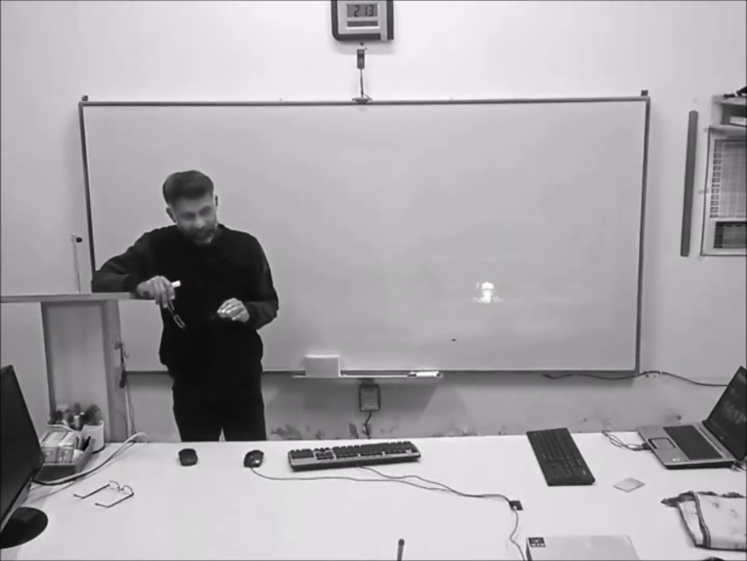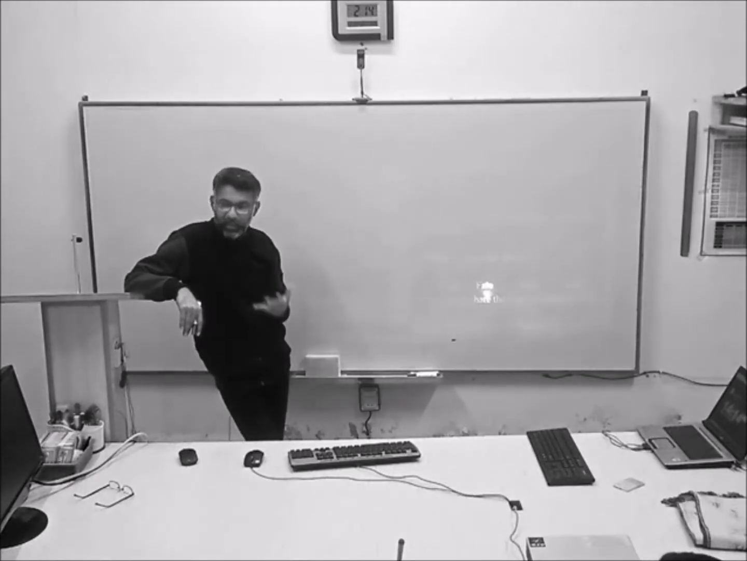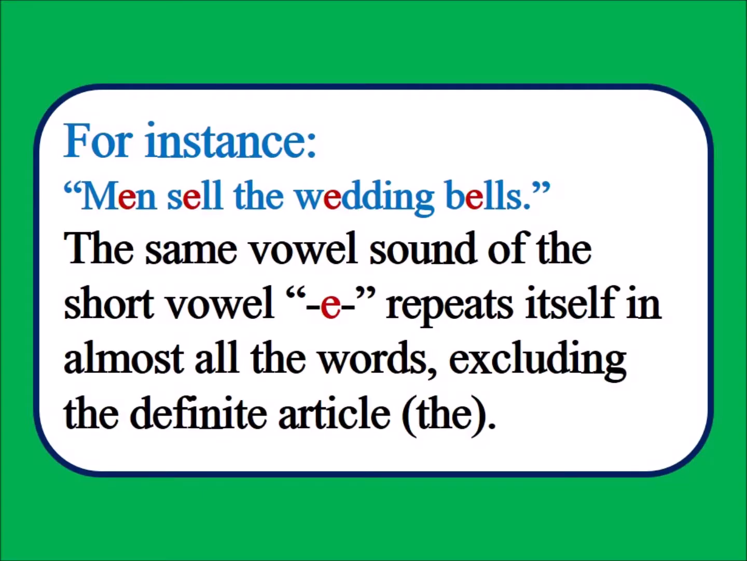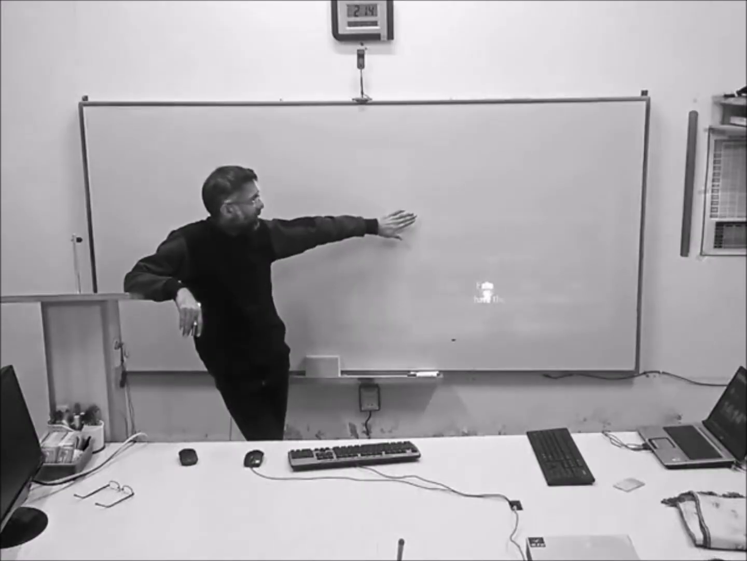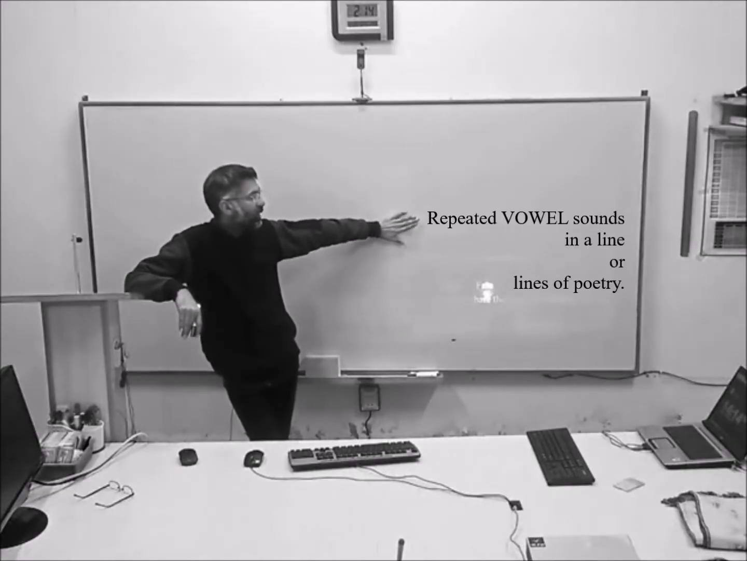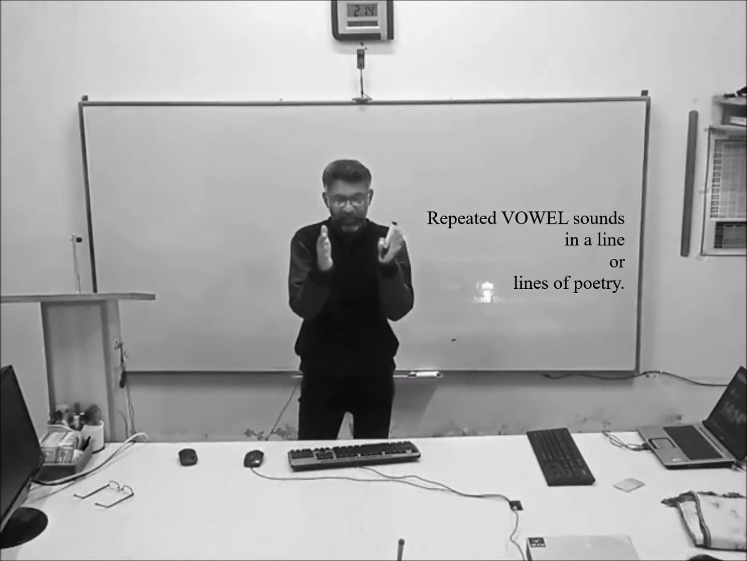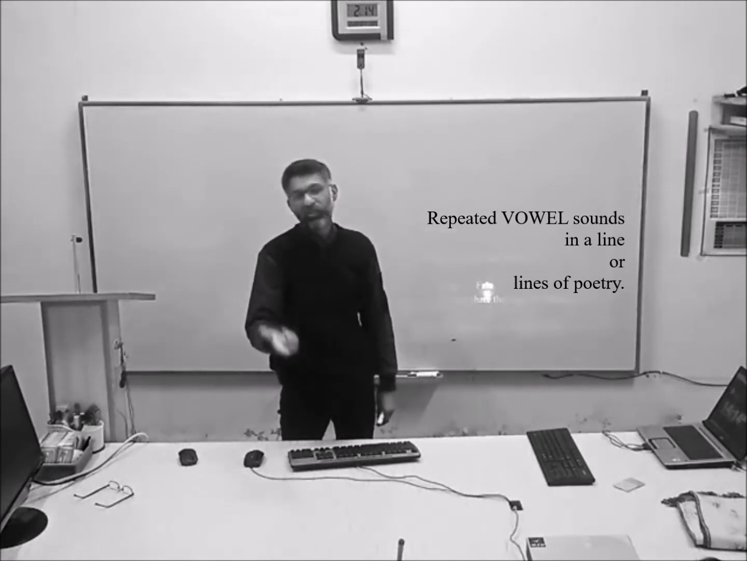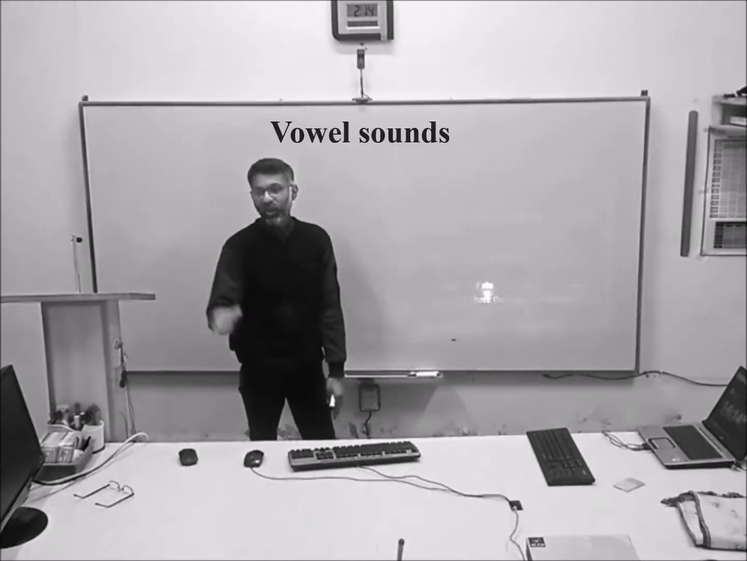One more feature which poetry has is assonance. What is that? Repeated vowel sounds in a line or lines of poetry. Vowel sounds when they are repeated in one line or in other different lines of some verse. So the repetition of vowel sounds is called assonance.